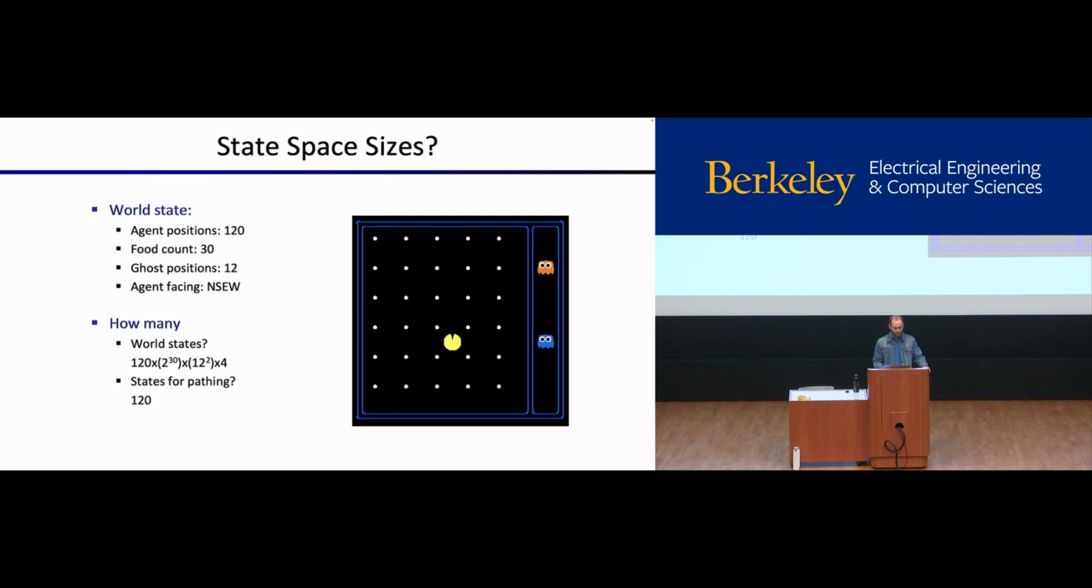But note, if you were just trying to get from one location to another, the only part of the world state you'd have to keep track of is your position. The rest you could just ignore. So that's a much smaller state space. States for eat all the dots, well, you can make it a little smaller, but not much. Yeah, sorry, 12 squared, not just 12. I didn't say that right the first time.